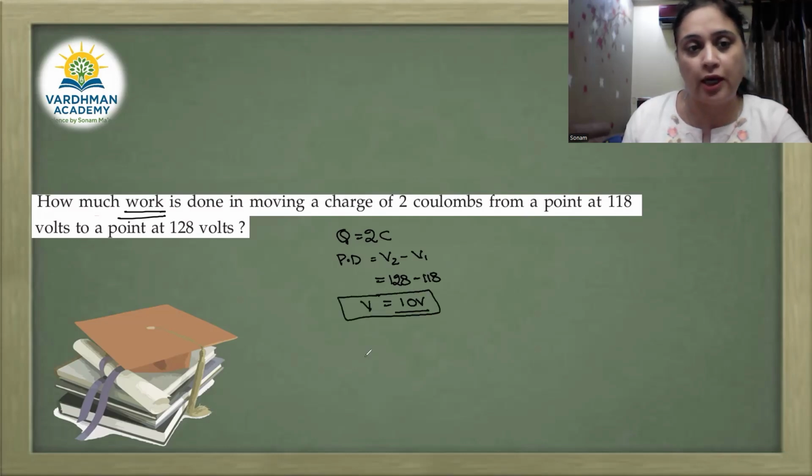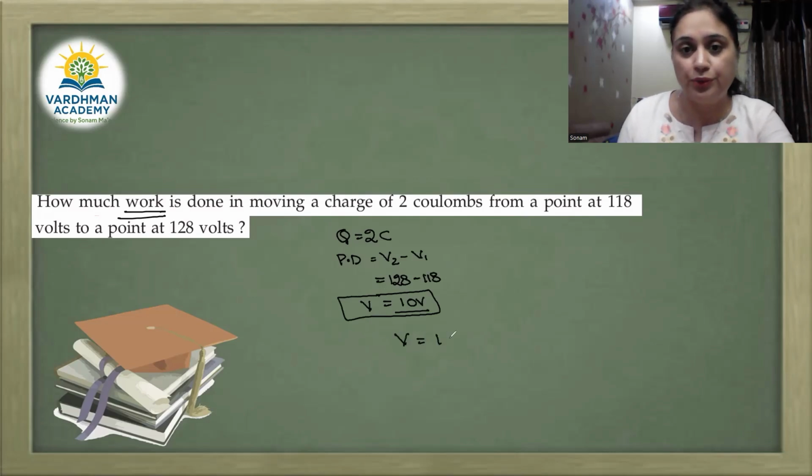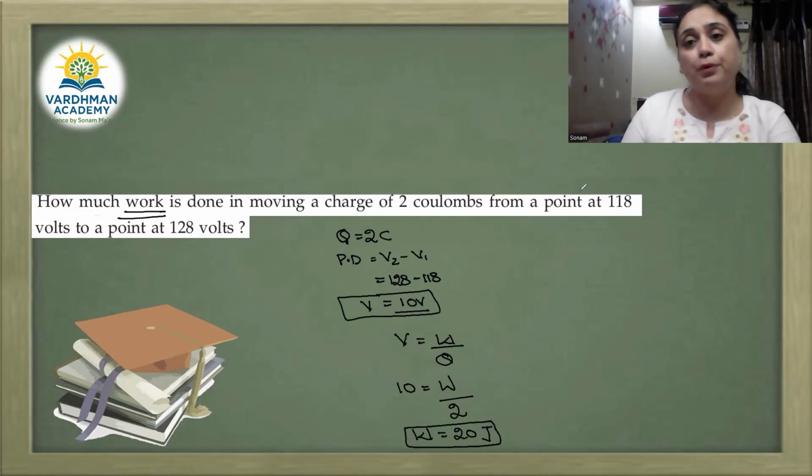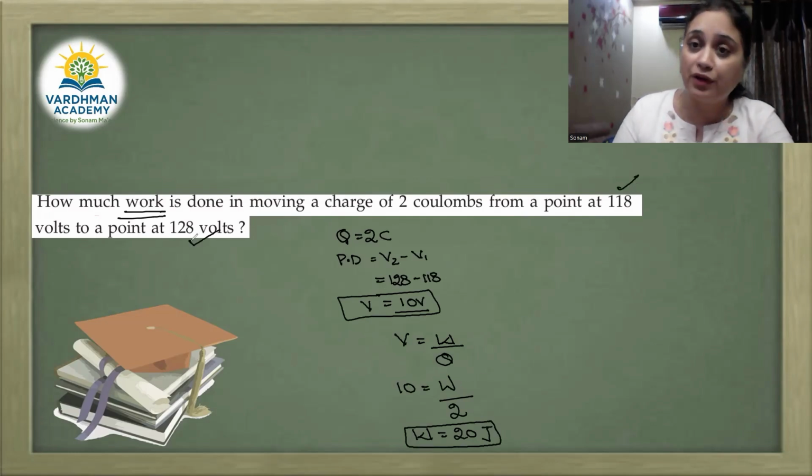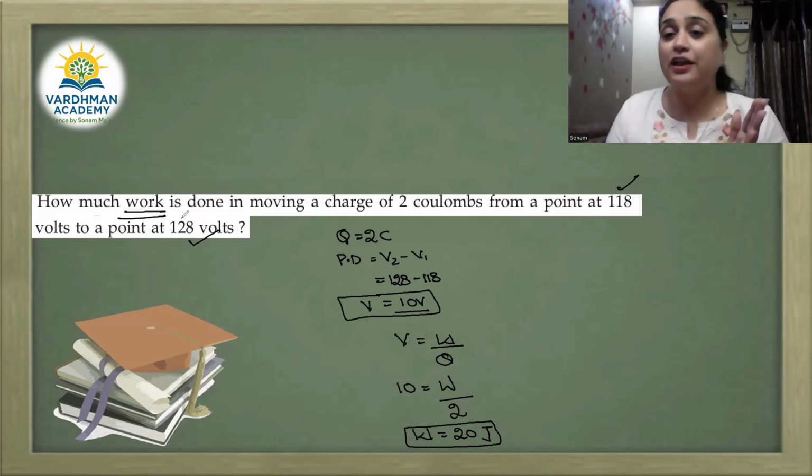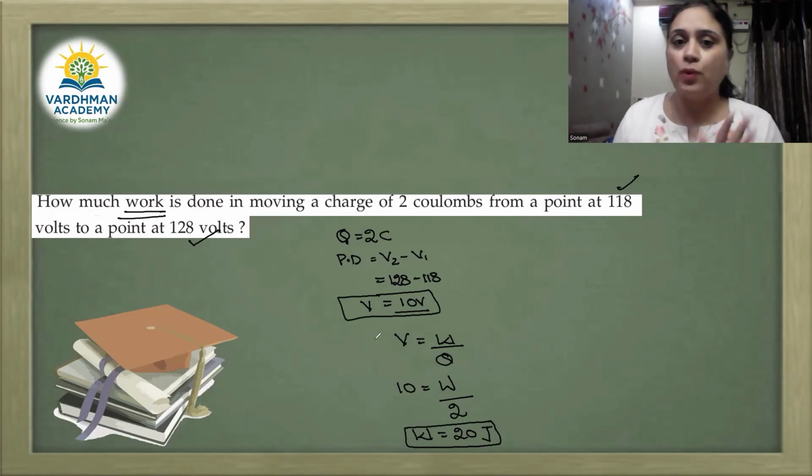और आपसे क्या पूछा गया? आपसे पूछा गया work done. And we know that by formula V is equal to W upon Q. So we have 10 volt. We have to find out the work done. And the charge which is given to us is 2 coulombs. So work done is equal to 10 times 2, which makes it 20 joules. Very simple. So आपको जब भी पोटेंशियल एक पॉइंट से दूसरे पॉइंट पर गिवन होगा तो आप उसका पोटेंशियल डिफरेंस लेंगे to calculate the question and whatever has been asked in the question.